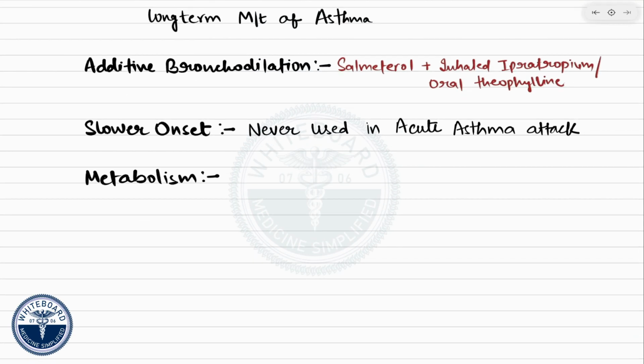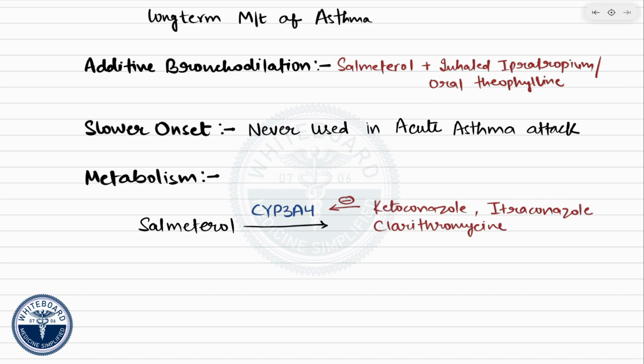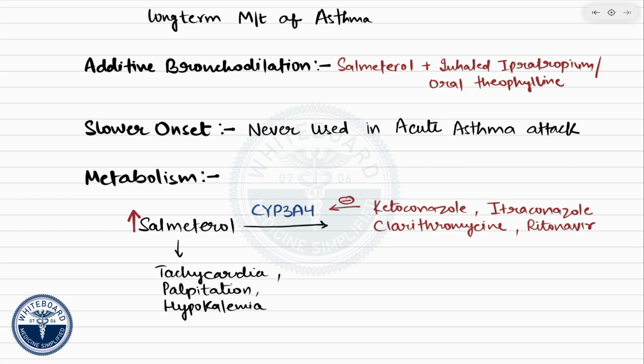Salmeterol is metabolized primarily by CYP3A4 to alpha-hydroxysalmeterol, and its metabolites are eliminated mainly in the feces. Clinically, this is important because drugs that inhibit CYP3A4 such as ketoconazole, itraconazole, clarithromycin, or ritonavir can increase the plasma concentration of salmeterol, thereby increasing the risk of systemic beta-2 mediated adverse effects, including tachycardia, palpitations, and hypokalemia.